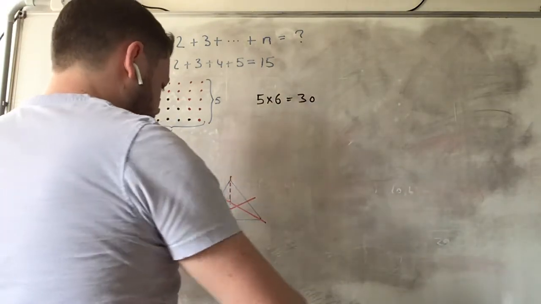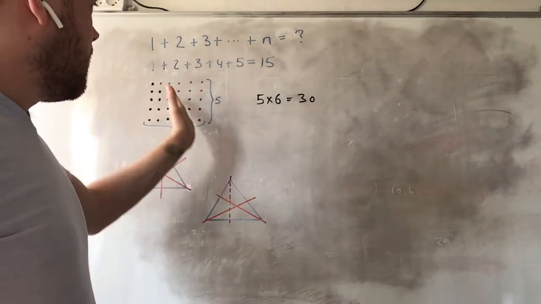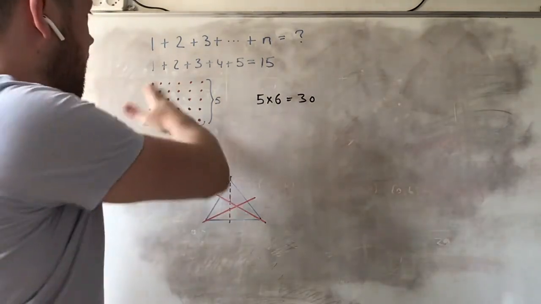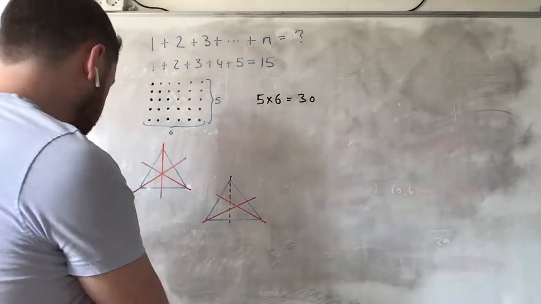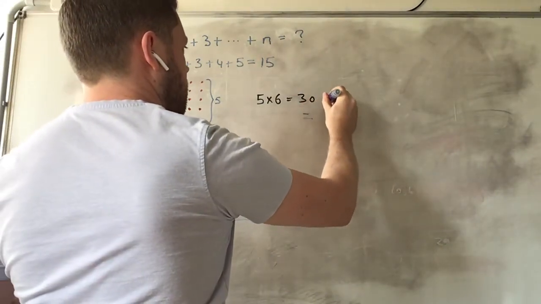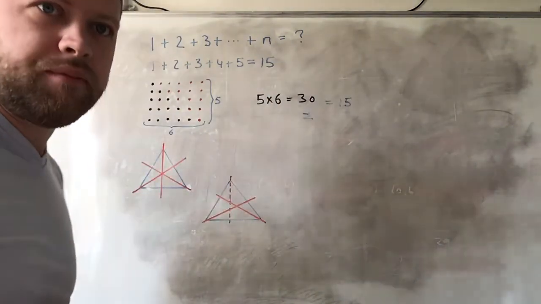But remember that we only were initially adding the triangle, the first half of these numbers, right? So we have to divide this by 2. Divide by 2, and we get 15, the same as we knew it would be.